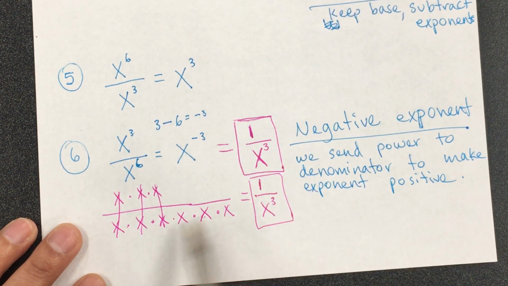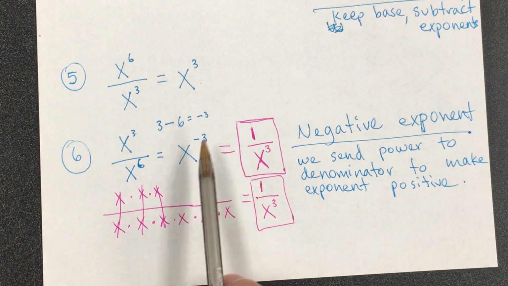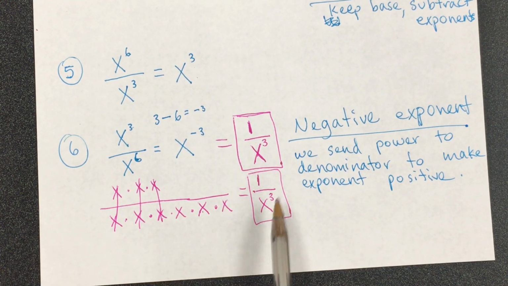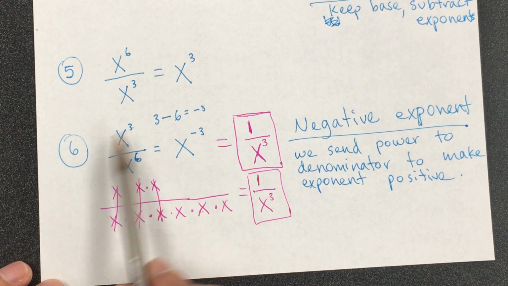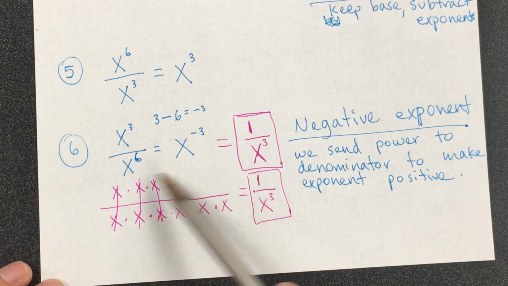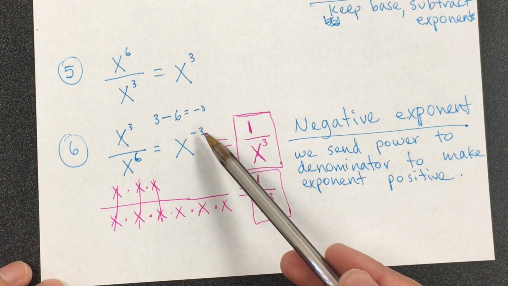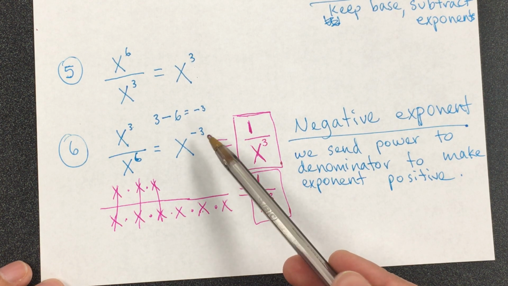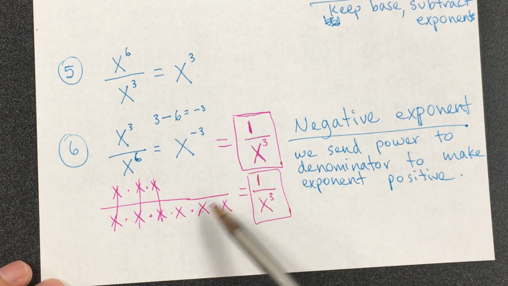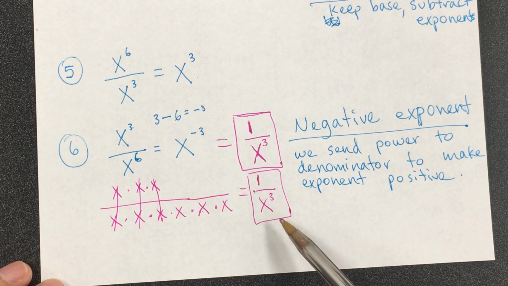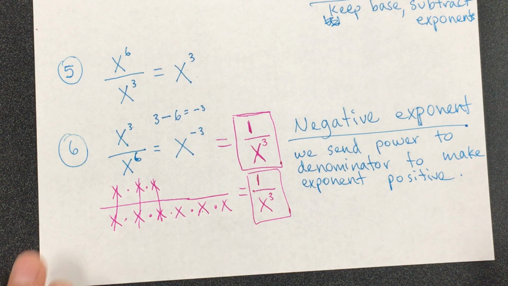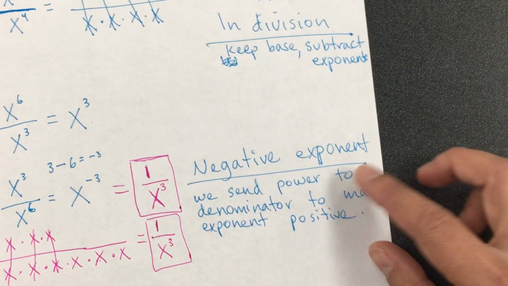So that will be the reason why whenever we have a negative exponent it is sent to the denominator, because it comes from a division. You can see that a negative exponent means the product is happening in the denominator. Okay? So I hope that makes sense.